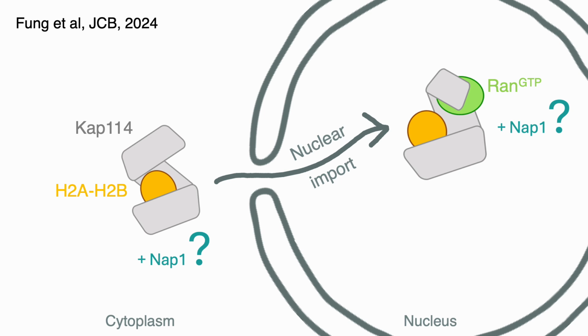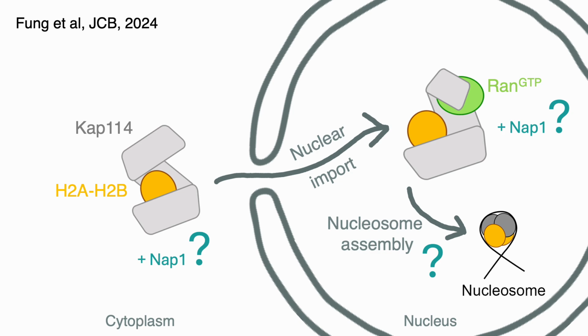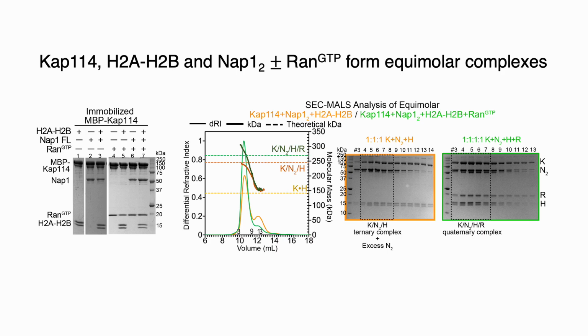Finally, our latest paper presents biochemical and structural analysis of the three proteins in the presence of Nap1 and reveals their role in nucleosome assembly. We first used pull-down binding assays and SEC-MALS to show that Kap114, H2A-H2B, and the Nap1 dimer form equimolar complexes in the absence and presence of RanGTP.